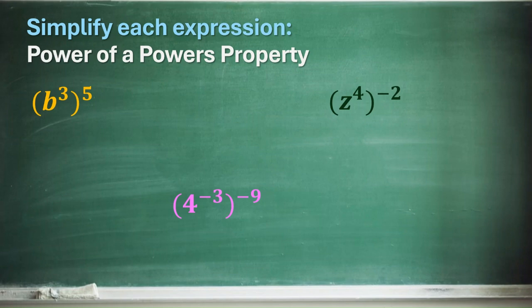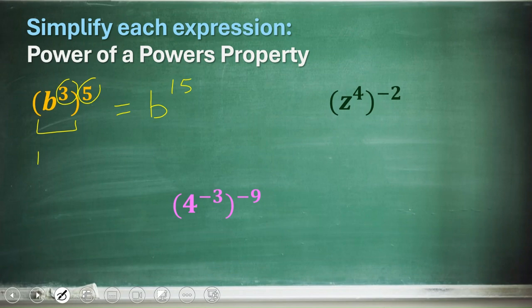This is the power to the power. We have something inside of a parenthesis raised to an exponent. So we use this rule when we have this situation. And the rule is that we look at the exponents and we multiply them. This becomes b to the power of 15.